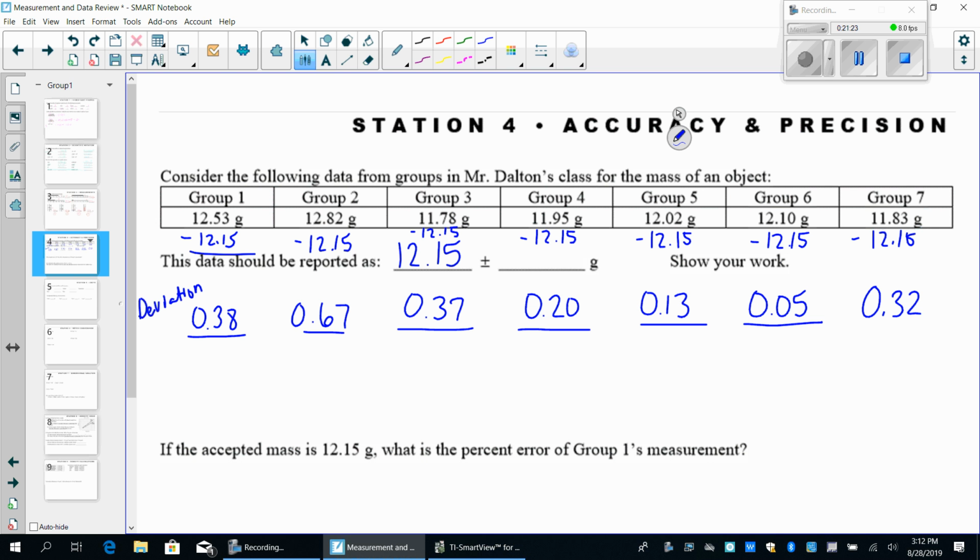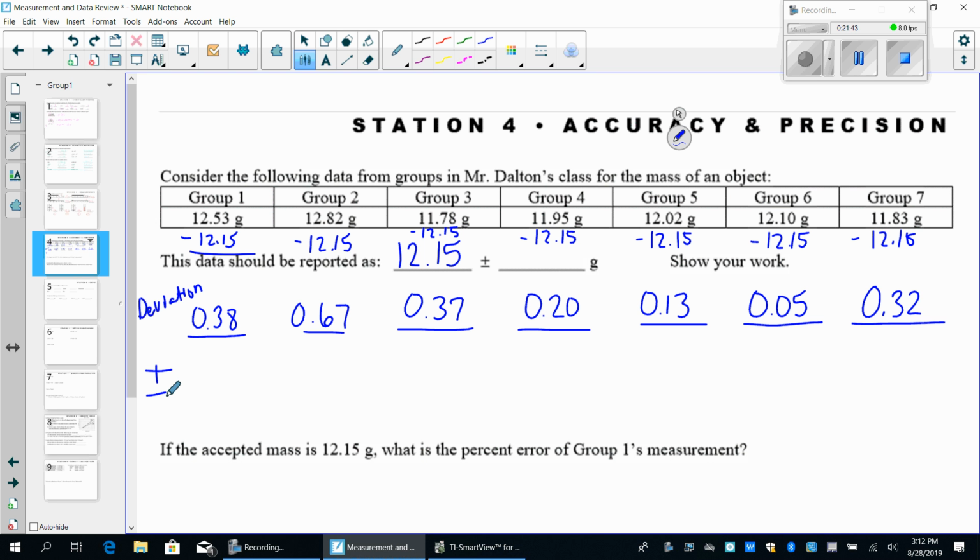Now, one of the things that you want to look at is the fact that we're not subtracting like numbers on a number line. We're finding the difference between two measurements. So you're not going to record any negatives. In order to get your standard deviation, which is your plus or minus, you're going to take all of those.